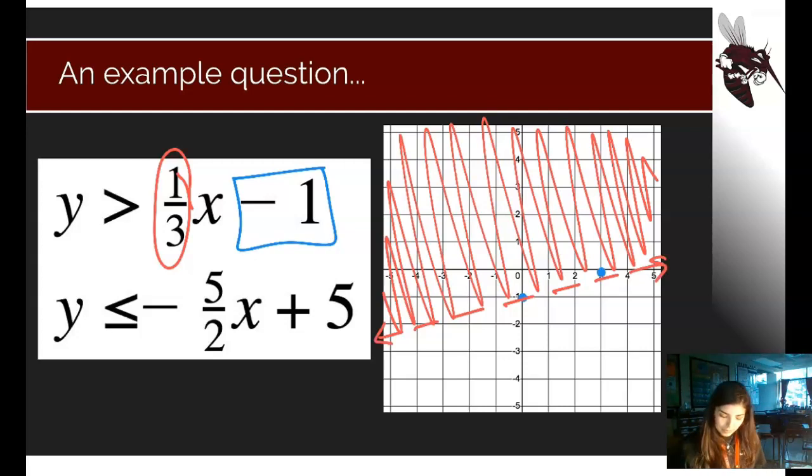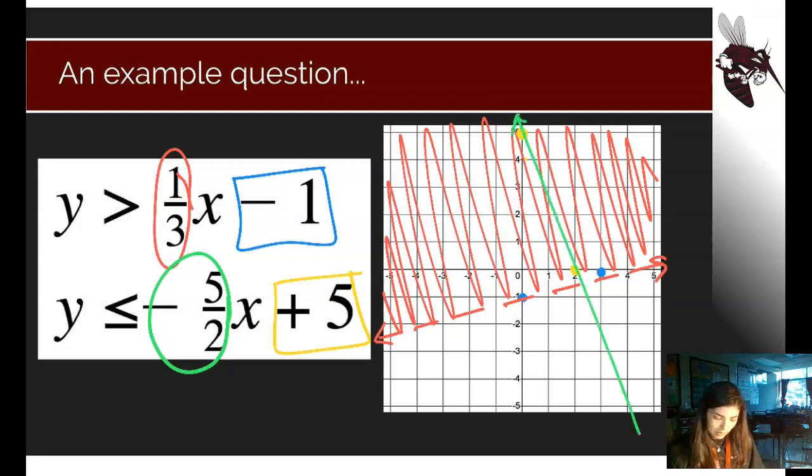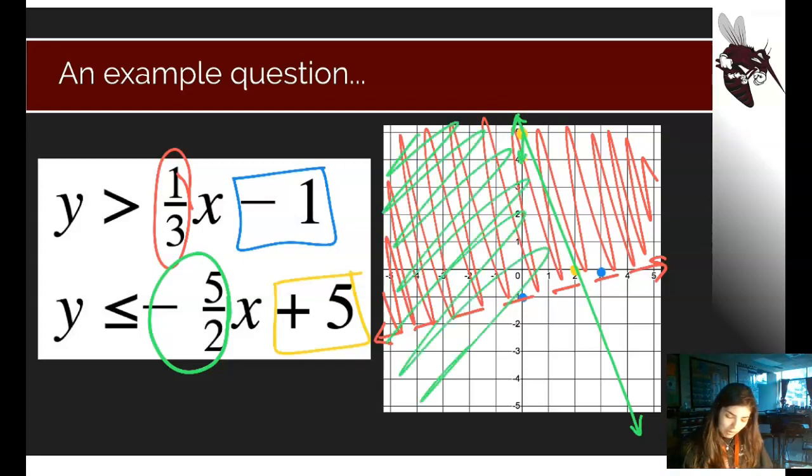Now we need to do the second. Okay, the second one has a slope of -5/2 and a y-intercept of +5. So I'm going to begin at +5 and find more points by going down 5, 1, 2, 3, 4, 5, and over 2. And when I feel confident about this, I'm going to take my line and this time draw a solid line, because it's equal to, through those two points. Now this one is less than or equal to, which means I'm going to go below. So I need to look below my y-intercept and shade in all of that region.